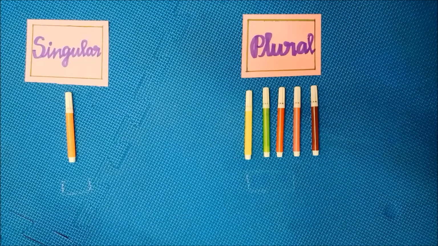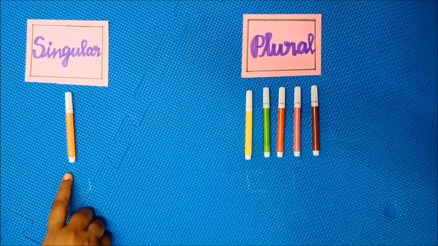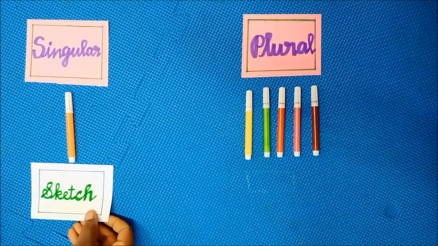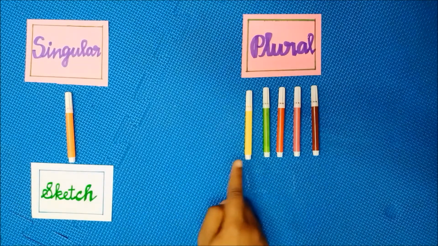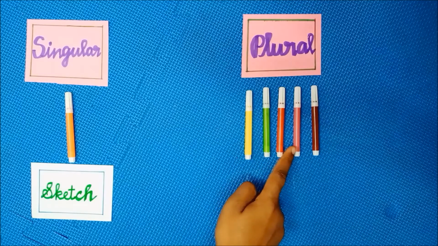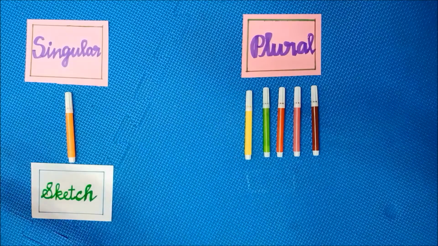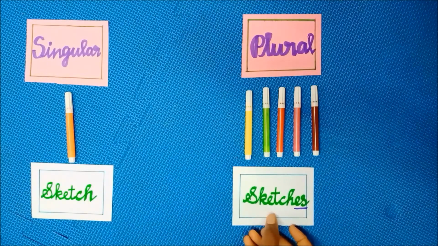See the next one. What is it? It is a sketch. Here how many sketches do I have? Only one sketch. So it is singular. Now count the other sketches: 1, 2, 3, 4, 5. Here I have how many sketches? 5 sketches. So it is plural. So the plural form of sketch is sketches. See the spelling for sketches?